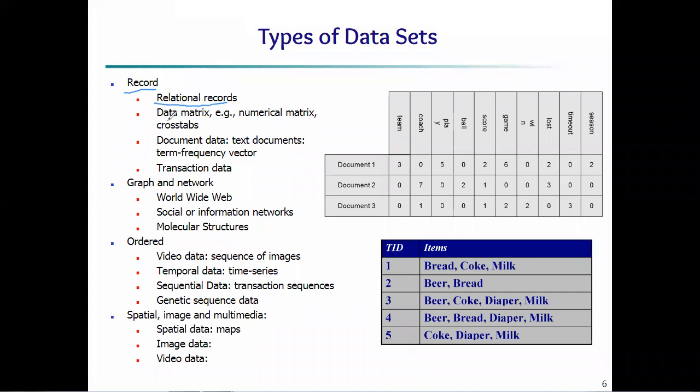There are relational records, then data matrix, which includes numerical matrix and cross tabs. The numerical matrix we know. Relational records you have seen in DBMS, where there is a combination of rows and columns, and these fields are given here. And what about the data matrix? There will be a numerical matrix and cross tabs.